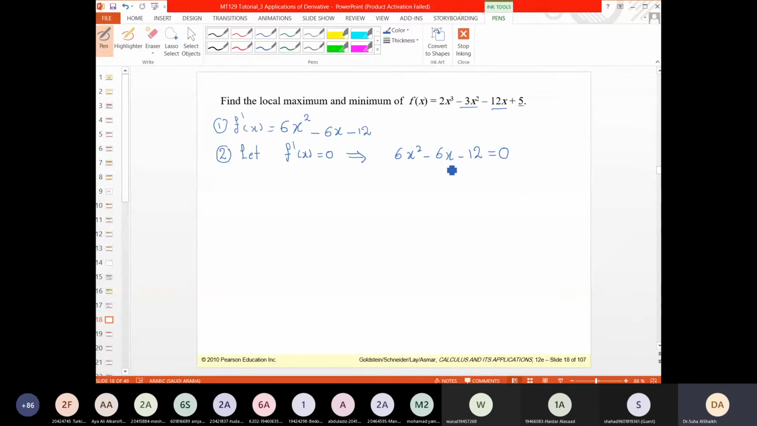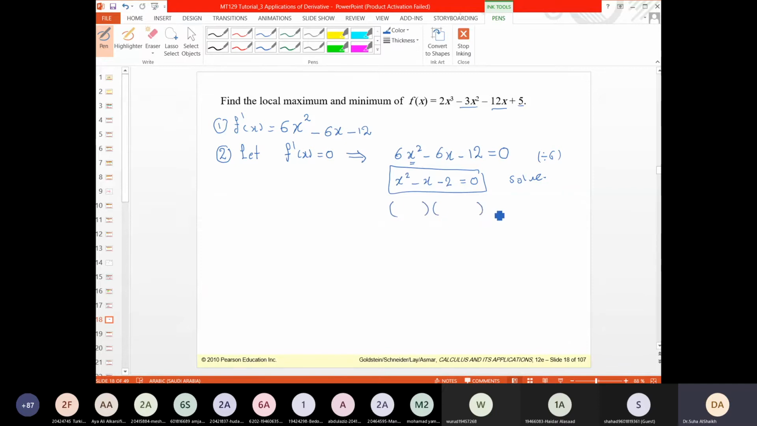Look at this equation now. This is from the first chapter. This is a second degree equation. We have to solve it. We have two ways to solve it, either by factorization or by using the rule. Yeah, excellent. We divide this by 6 to simplify it, because I like the coefficient of x squared to be equal to 1. So we divide by 6. So this will be x squared minus x minus 2 equals 0. Now let's solve it. Is that correct? Yeah.